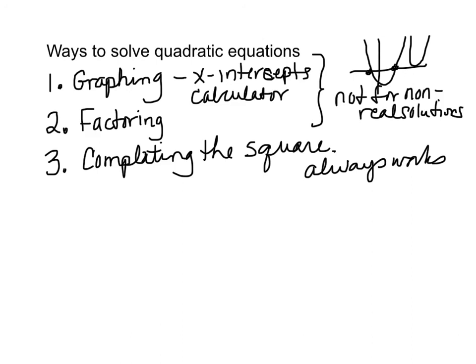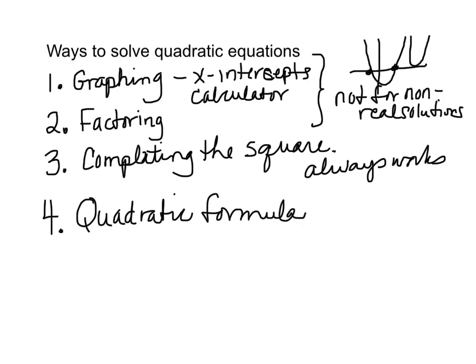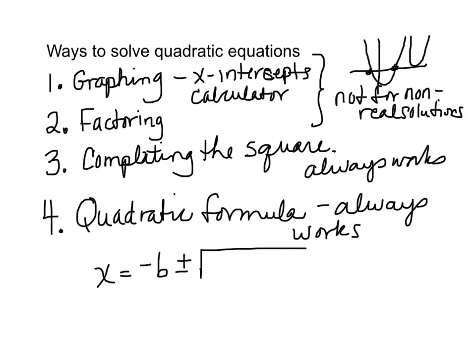And then the fourth way that we found was the quadratic formula, and it always works. It works for real and non-real solutions. Okay? And as promised, here is the quadratic formula. x equals negative b plus or minus the square root of b squared minus 4ac all over 2a.